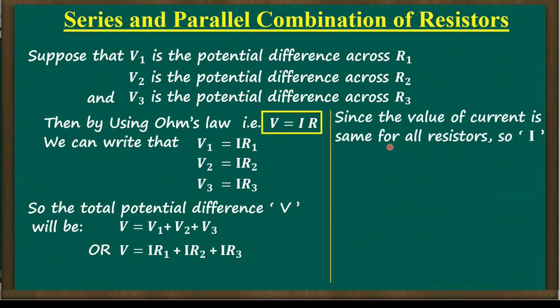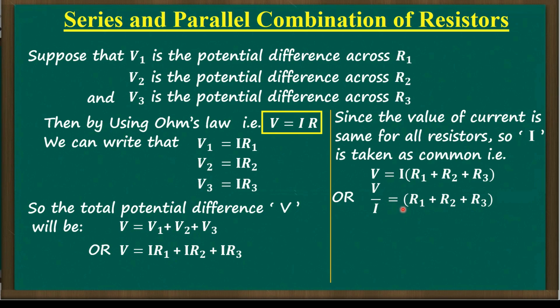Since the value of the current is same for all resistors, current I is taken as common, that is V is equal to current I multiplied by resistance R1 plus R2 plus R3. Since current I is multiplied by the sum of the three resistances, if we shift it towards the left hand side of the equation, we get potential difference V over I equal to resistance R1 plus R2 plus R3.